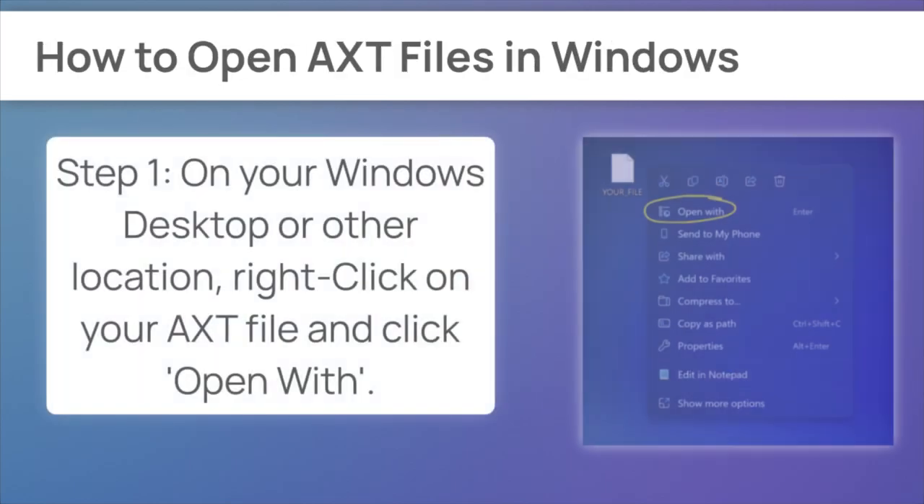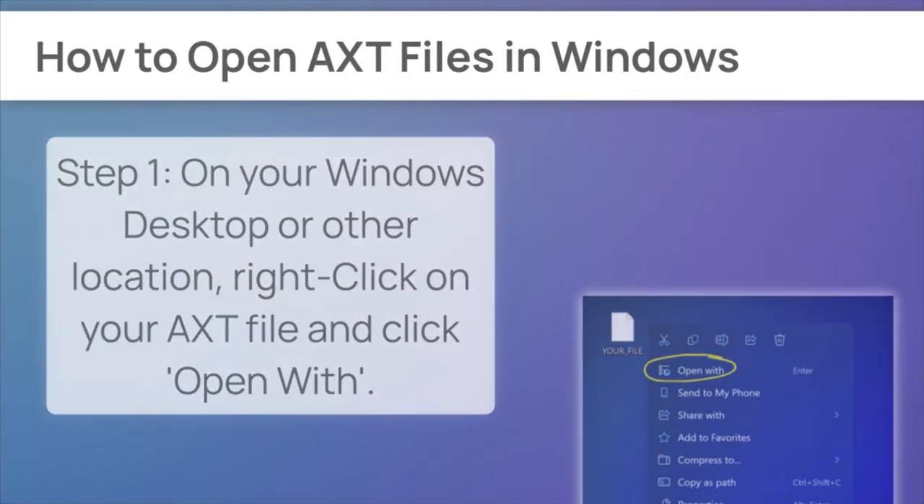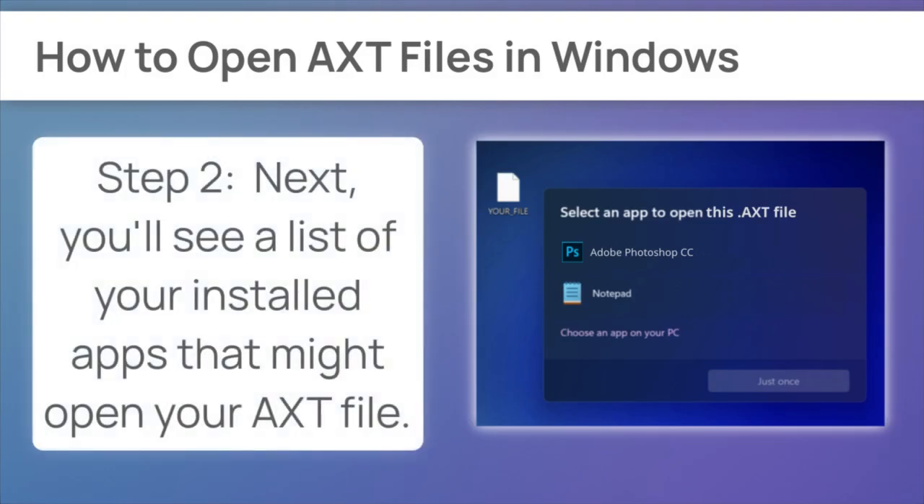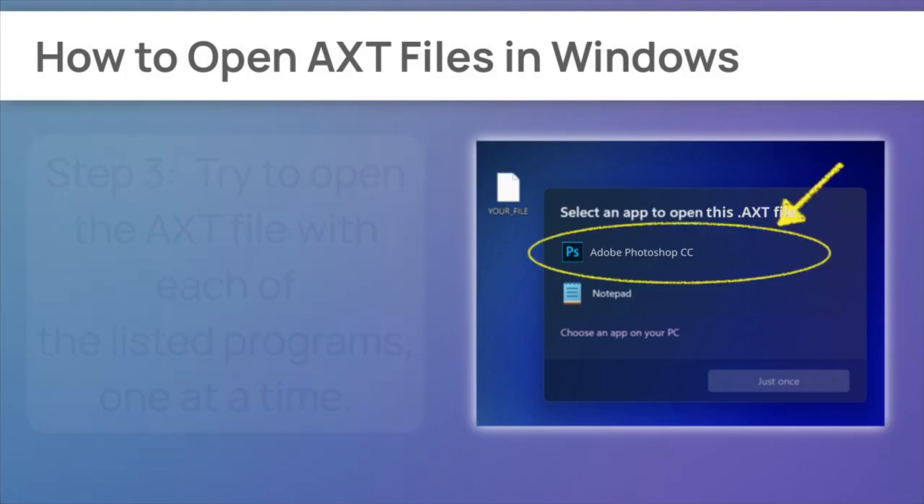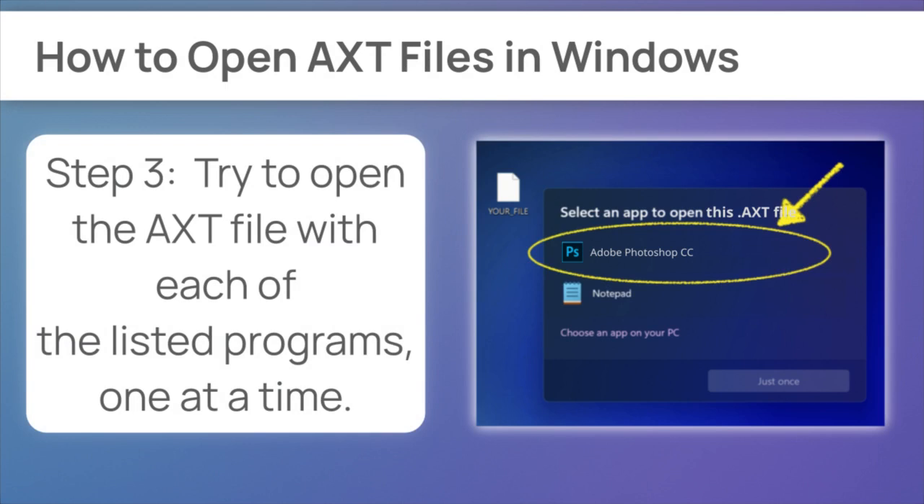Begin the search for the specific application handler. Right-click the AXT file and choose Open With. Use Adobe Photoshop CC first. If it's absent, select another program. This test sequence is essential.